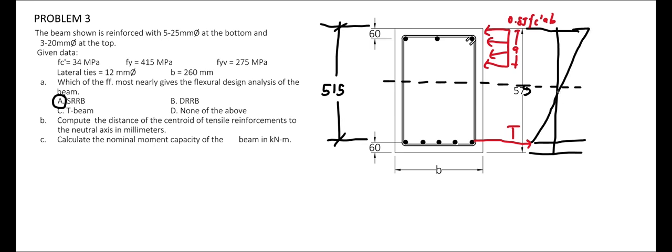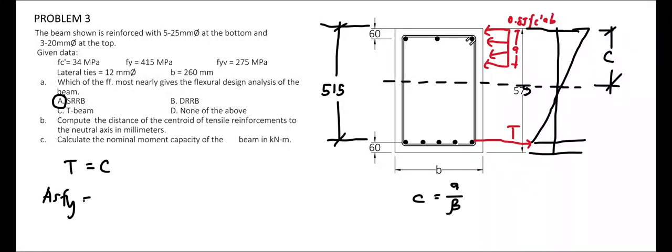And the distance between the neutral axis towards the outermost compression block equals C. To solve for C, C equals A over beta. So we need to solve for A to solve C. And to do that, we equate T equals C. The force experienced on the tension side equals the compressive force. So for T, that equals AsFy, and C is 0.85 fc' ab.